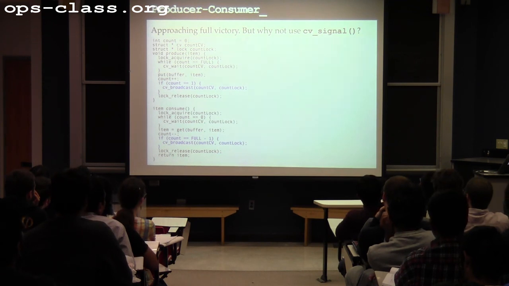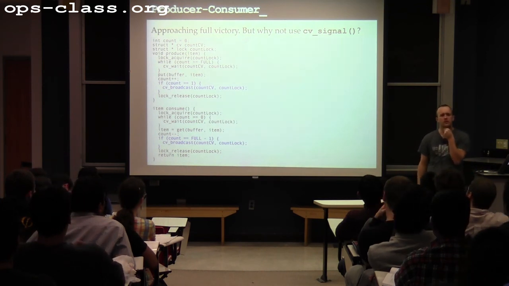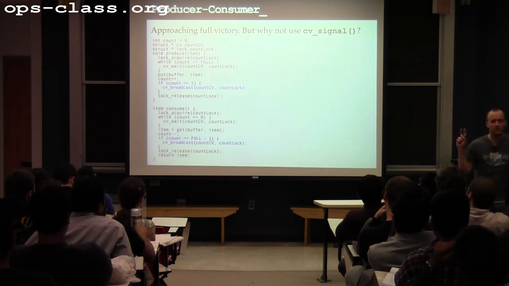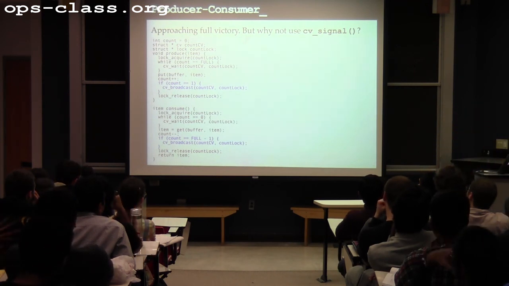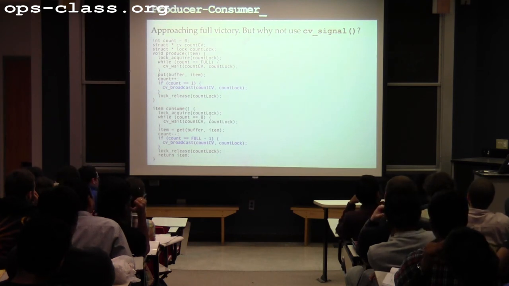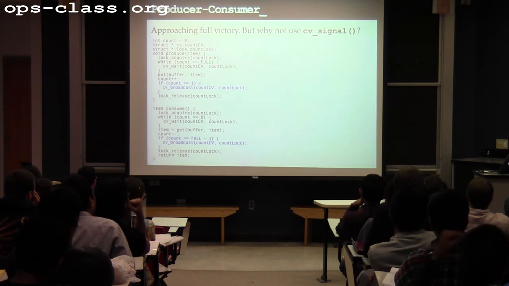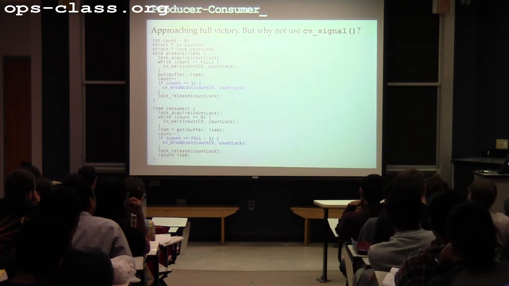So one last question: I could do this with CV broadcast, and this works fine, but why not? What's the potential problem here? What is CV broadcast going to do? So I know here that there's only one item in the buffer, right? The buffer used to be empty and now it has an item in it, but how many consumers does it take to consume that one item? So I could use CV signal here, right? And that would be more efficient.